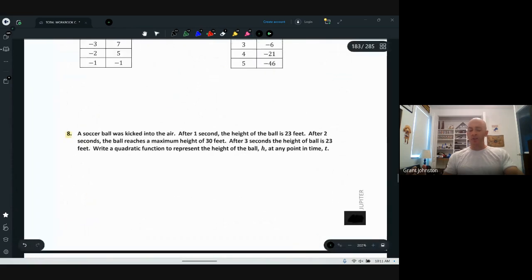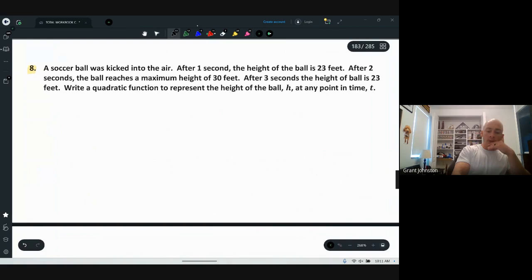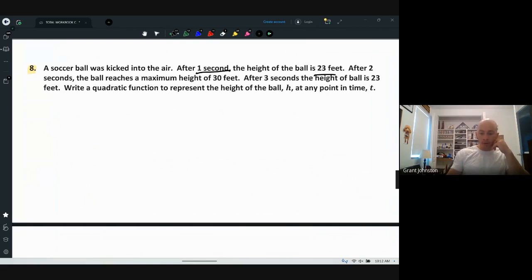Number 8, I'll get you started on it if you need it. I'm not going to do the whole thing. It says after 1 second, the ball's at 23 feet. Why don't I do an x-y table? So at 1 second, it's at 23 feet. And then after 2 seconds, it reaches a maximum height of 30 feet.